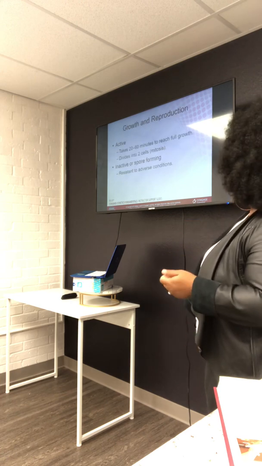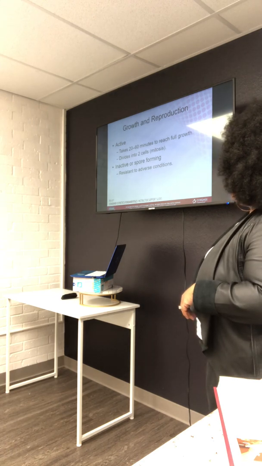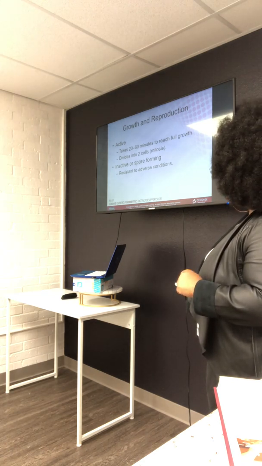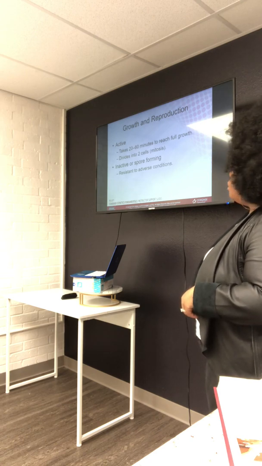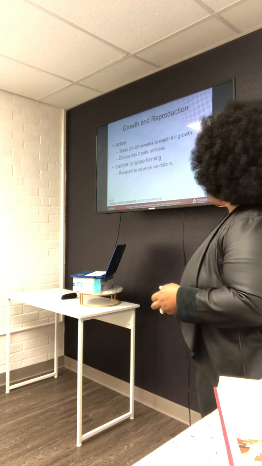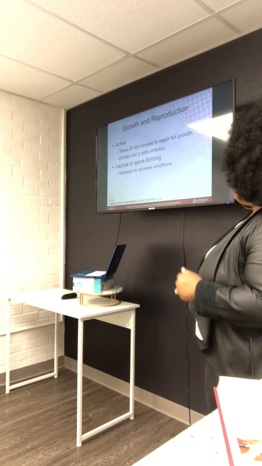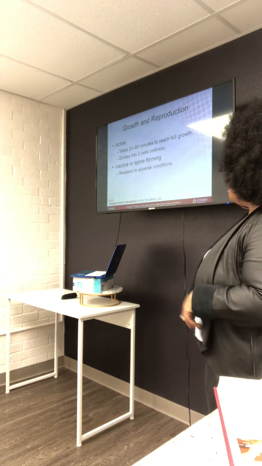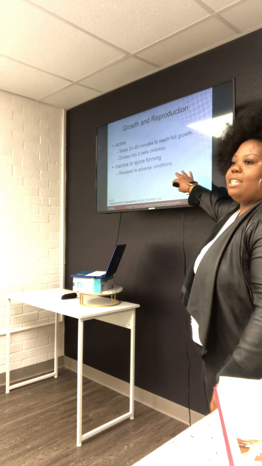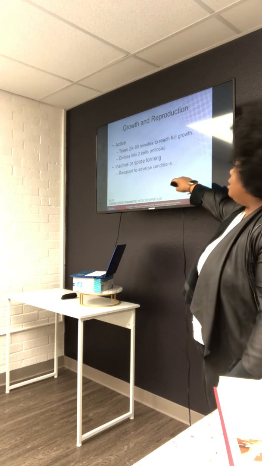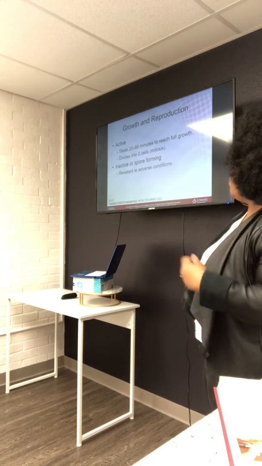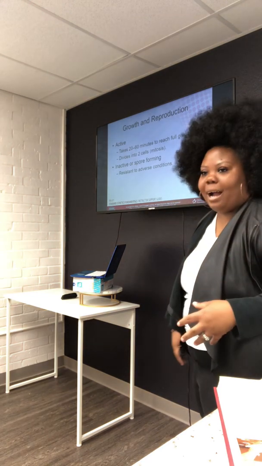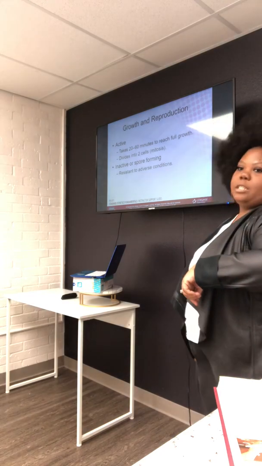So let's move on to growth and reproduction. Active bacteria take 20 to 60 minutes to reach full growth. They divide into 2 cells, which is called the process of mitosis. You have inactive or spore-forming bacteria, and these are resistant to adverse conditions. That's where the tuberculocidal comes into effect. It's resistant to adverse conditions, so no matter how hard you try, it's going to hold on for dear life.